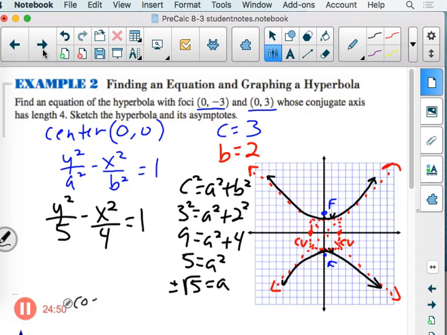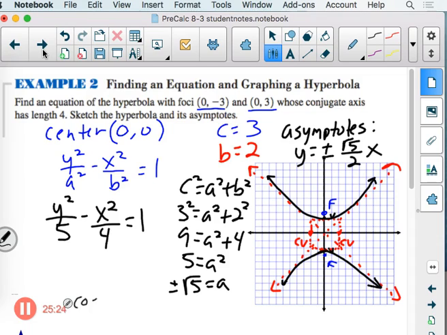Let's do the asymptotes while we're here. Like I said, I don't know why they just totally leave that out. We have it all labeled. You look at this and you say to yourself, vertices, that's going to be A, covertices, that's going to be B, y equals plus or minus A, square root of 5, over B, which was 2, x. There you go.